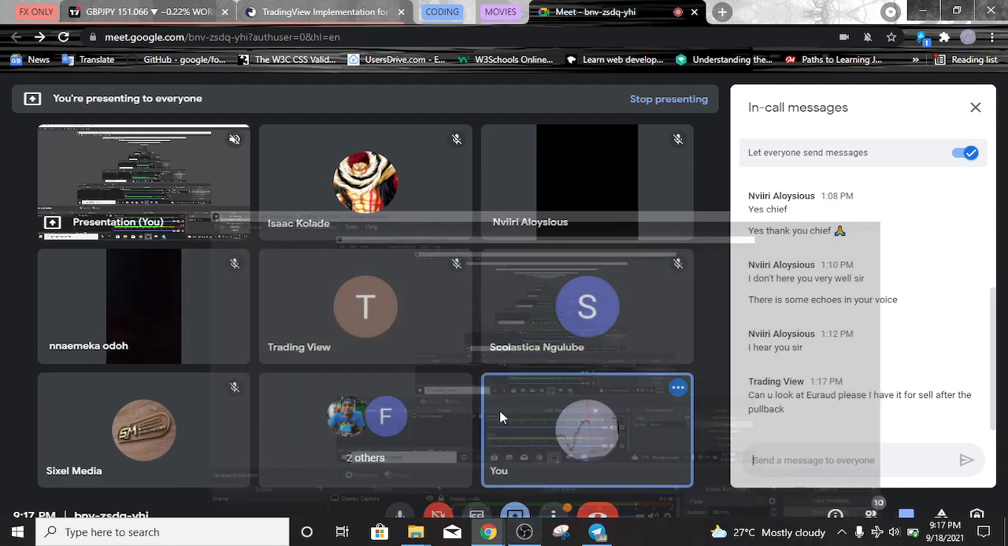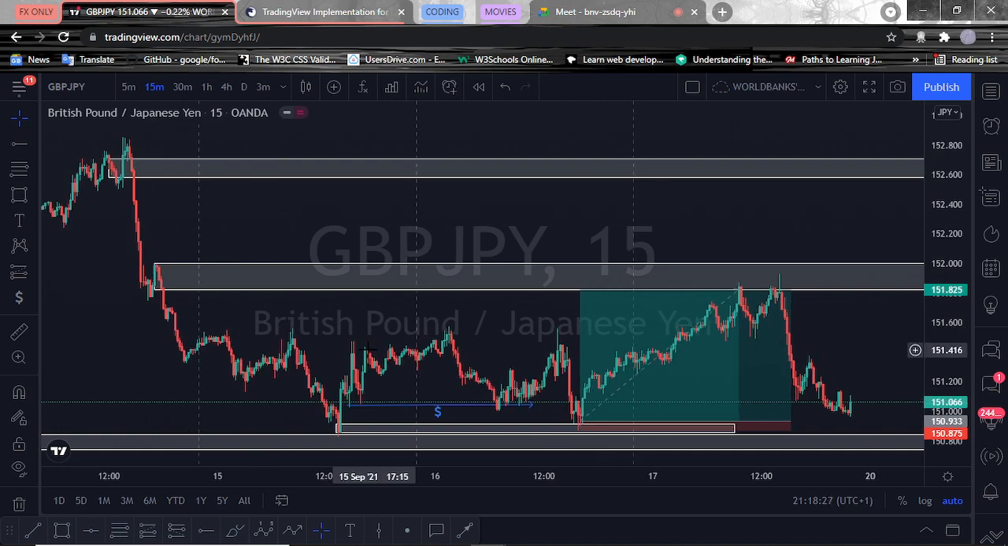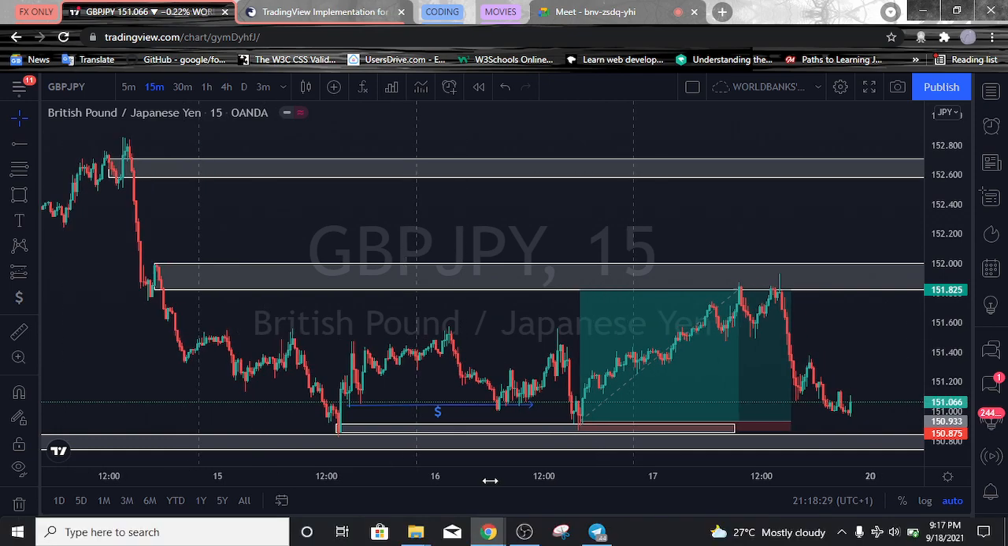Okay, I'm still explaining this GBP-JPY. Now, after seeing all these forming on our zone, this is something you must notice or take care of. The Asian session always clears the Asian lows and Asian highs.